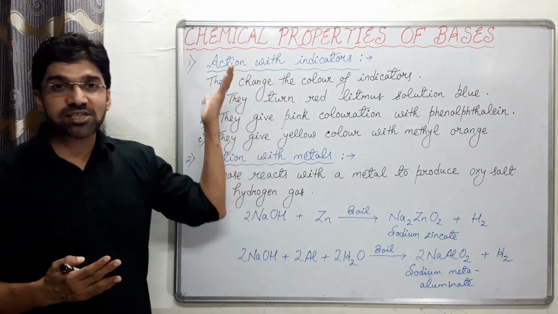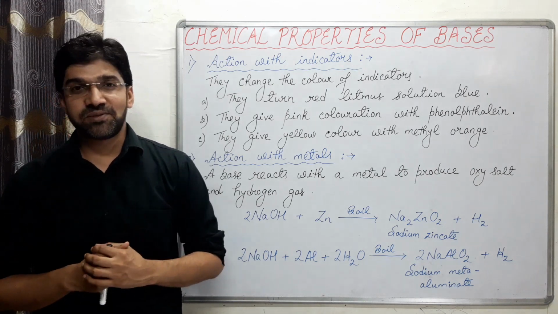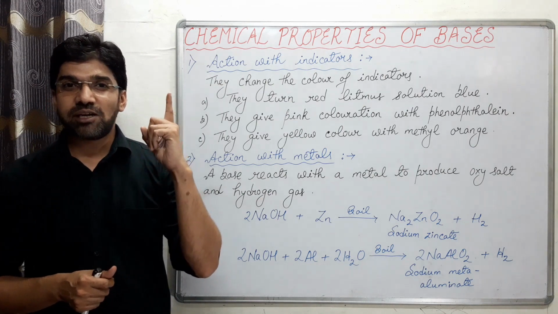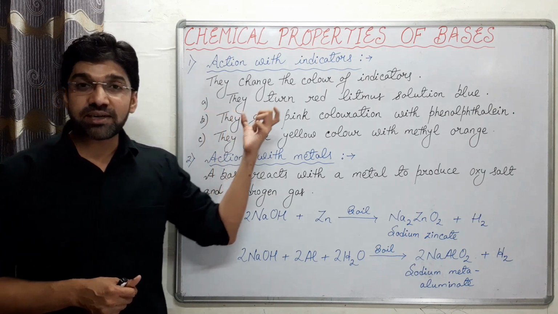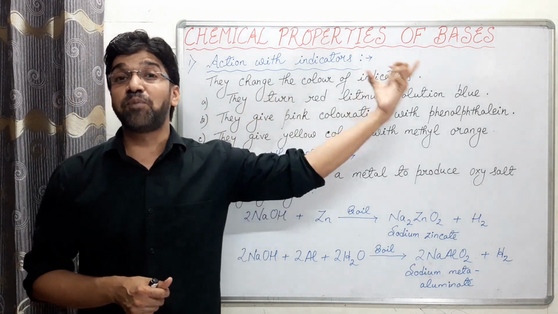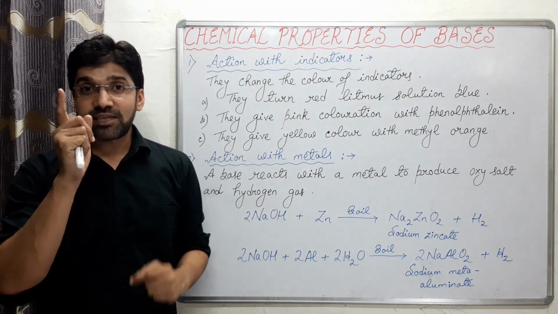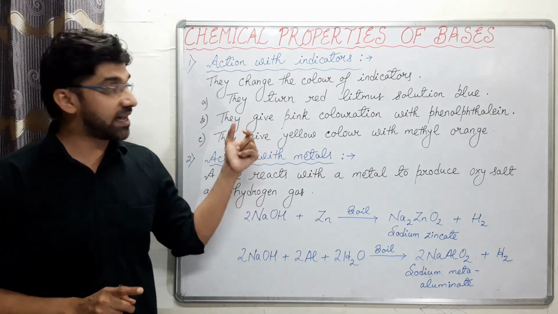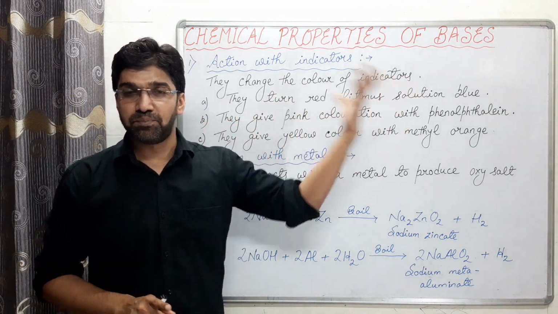Let's start with action with indicators. Bases will change the color of indicators. In our syllabus, we have three main indicators: litmus solution, phenolphthalein, and methyl orange. Bases turn red litmus solution into blue. Acids are the opposite. Acids will turn blue litmus solution into red. Bases turn red litmus solution into blue.